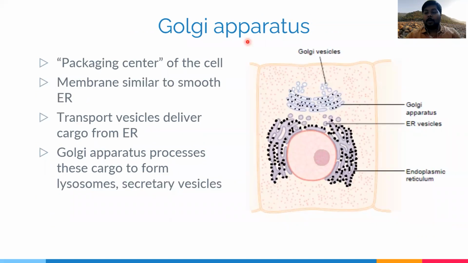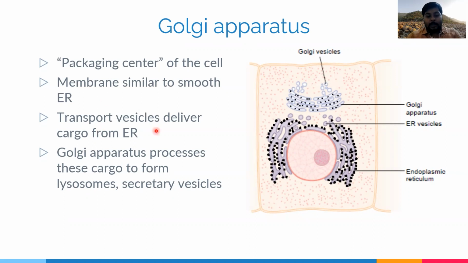Next, we look at the Golgi apparatus. The Golgi apparatus is closely linked to the endoplasmic reticulum and is known as the packaging center of the cell. The Golgi is responsible for packaging various cargoes and then sending them to the appropriate locations. The membrane of the Golgi apparatus is similar to that of the smooth ER.